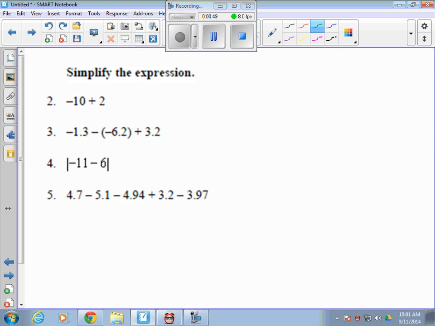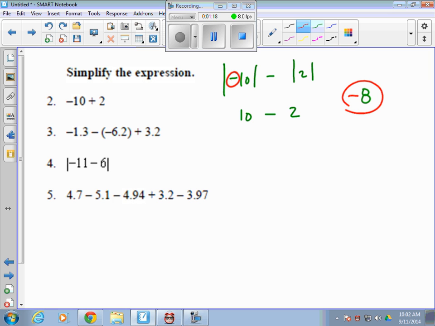Simplifying these expressions. Negative 10 plus 2. Opposite signs. Remember, anytime you have opposite signs, use the absolute values and subtract them. So the absolute value of negative 10 is 10, minus the absolute value of 2 is 2. 10 minus 2 is 8. And then the second part is to keep the sign of the larger absolute value. 10 was larger, it was negative, so it's going to be negative 8.